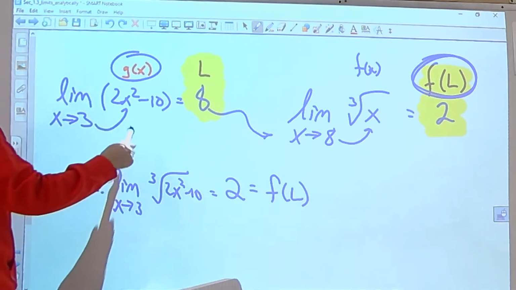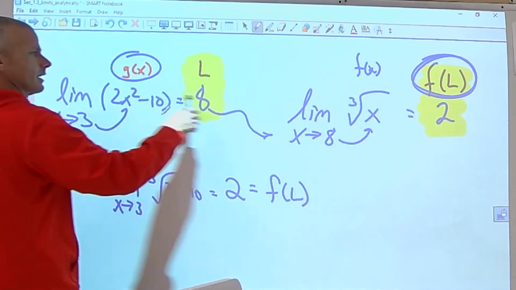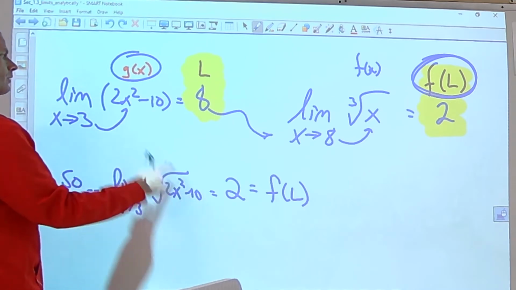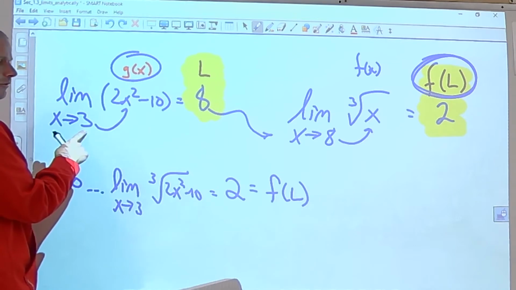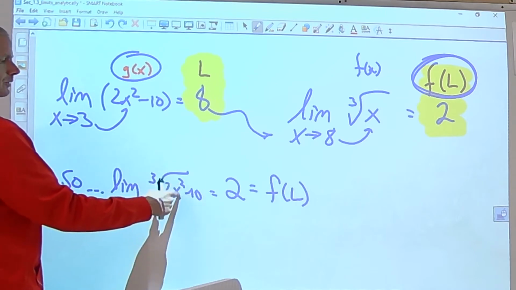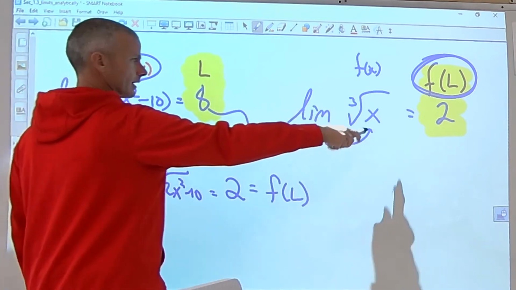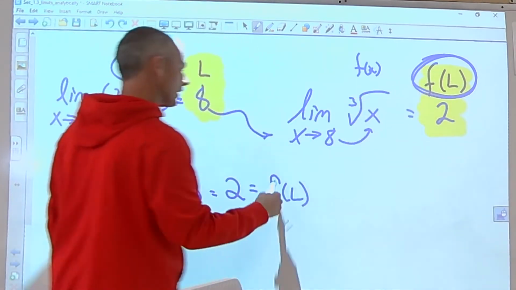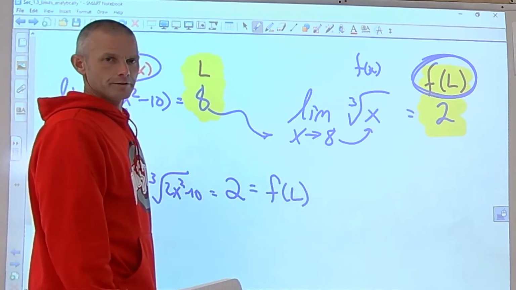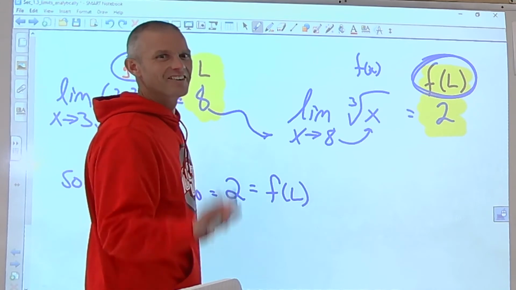If I take f of g of x, my cube root, I substitute 2x squared minus 10 into that cube root. So we're taking the limit of the cube root of 2x squared minus 10 as x approaches the value 3. When I substitute that in, I know that 2 times 3 squared minus 10 gives me 8, because that's what we have right here. I know when I take the cube root of that, I get 2, and that is f of L. So that's where that information is coming from. That's how a composite function works in terms of the limit. Any questions? You're watching this on video.